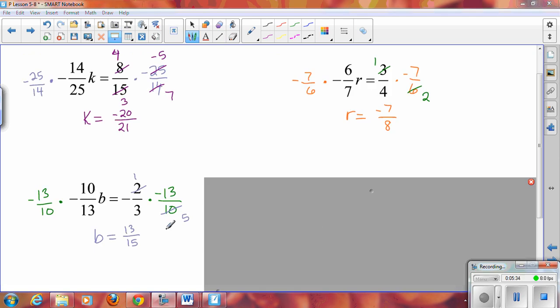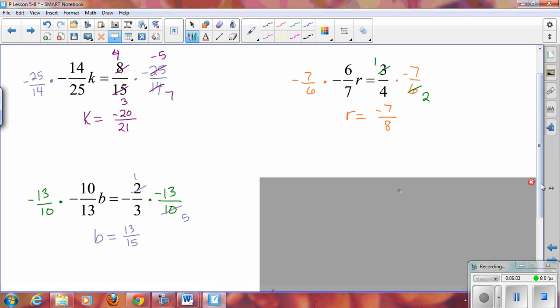Okay, let's see how you did. On this one, negative 10/13 b equals negative 2/3. We multiply both sides by negative 13 over 10. Over here on this side, the 2 and the 10 are both divisible by 2. The 2 reduced down to 1, the 10 reduced down to 5. Don't forget you have a negative here and a negative here. A negative times a negative is a positive. So we have 13 on the top and 15 on the bottom.